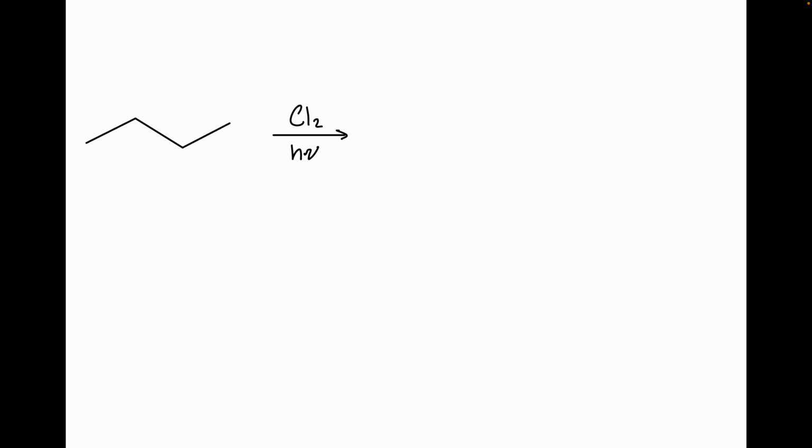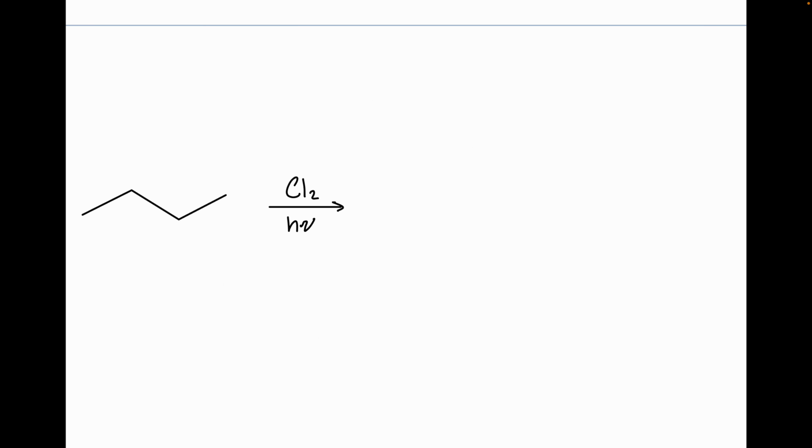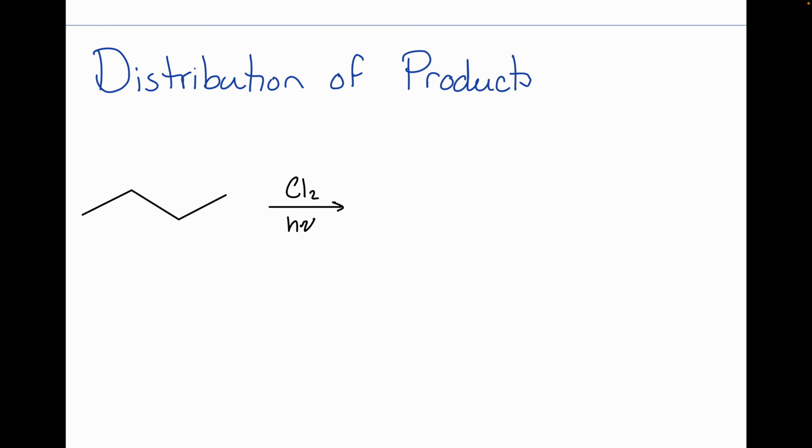So again, what we're trying to do is figure out what our product would be for our reaction with a more complicated molecule like butane undergoing one of these radical halogenation reactions. And in fact, we can go even further than just predicting major and minor products. What we're going to be able to do here is determine the distribution of our products of our radical halogenation products.